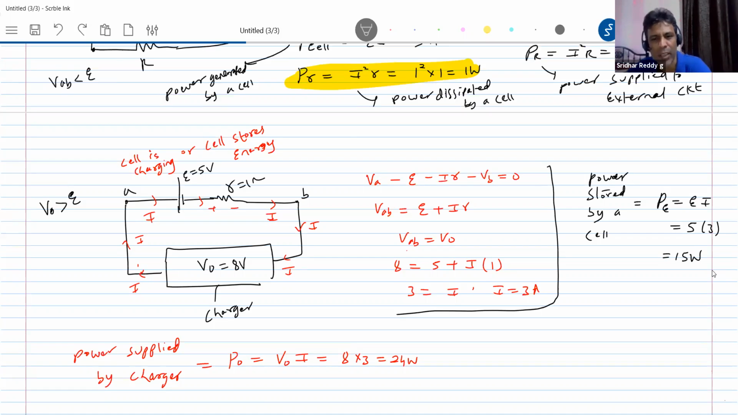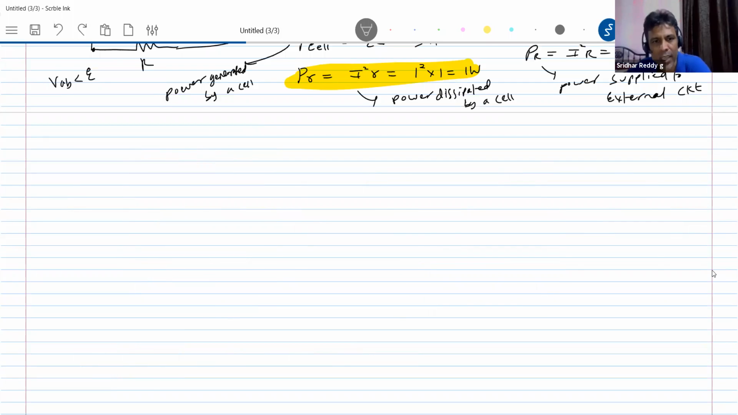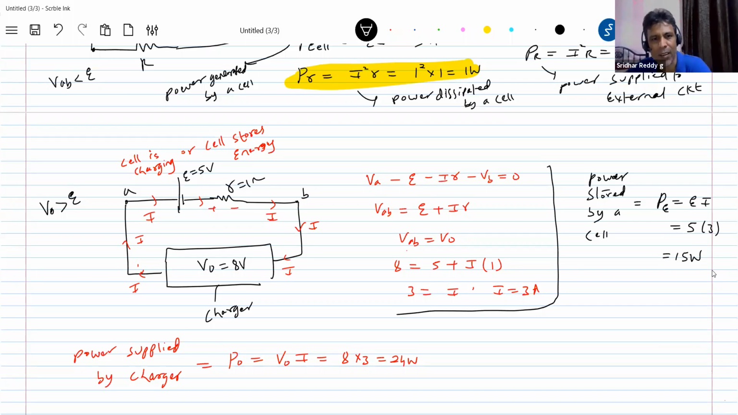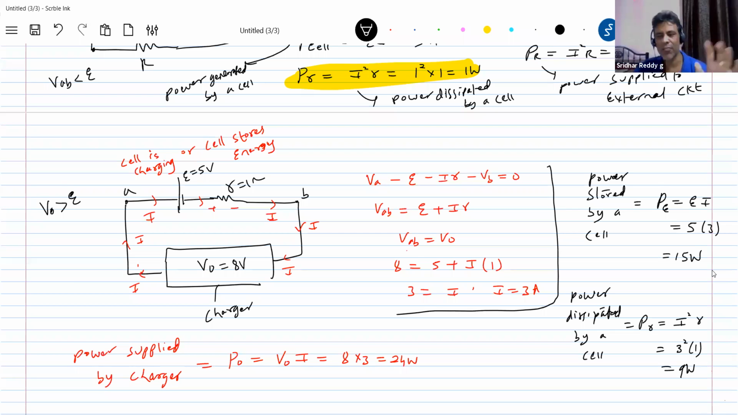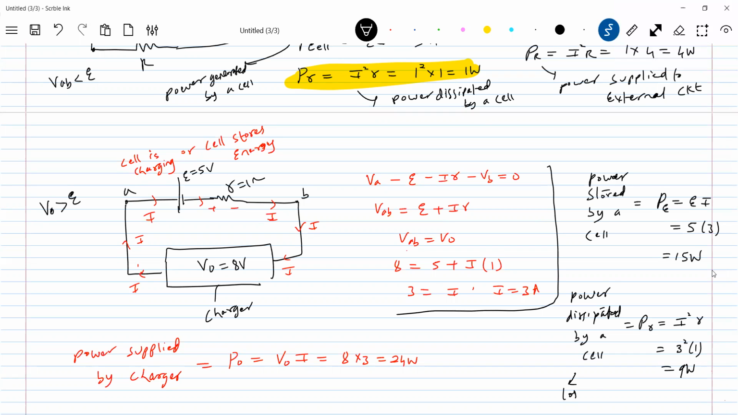Where did that 9 watt go? The 9 watt is eaten by the cell itself. So power dissipated by a cell should be equal to I square R, you write it. So this should be equal to how much? I square R, 3 square into 1, 9 watt. Tell me, which one is useful? This one is useful, no? This is lost as heat, finish the word. Lost as heat in cell.